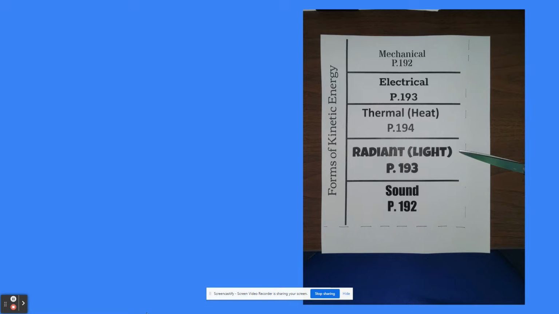Hey, boys and girls, we are moving on to a new unit. We're looking at energy. We got to remember that energy is everywhere. Energy is in everything we do. All right, so we need energy to sleep. Believe it or not, we need energy to eat.